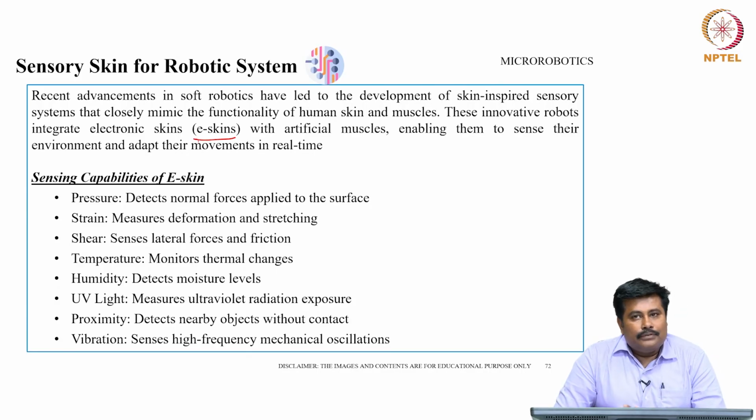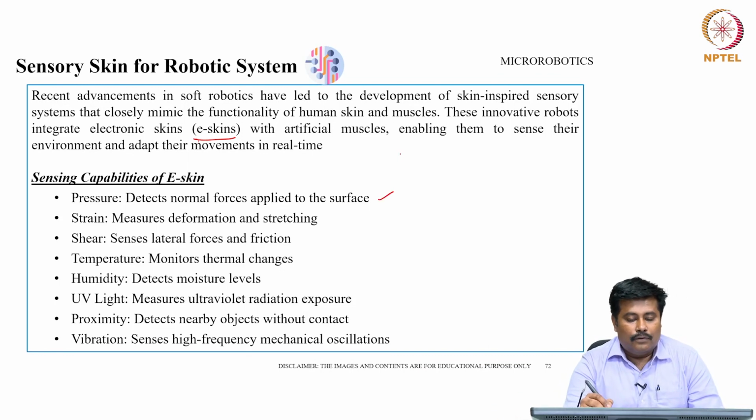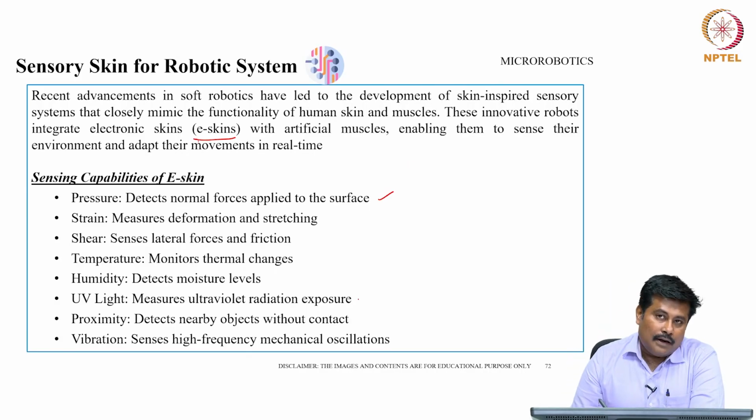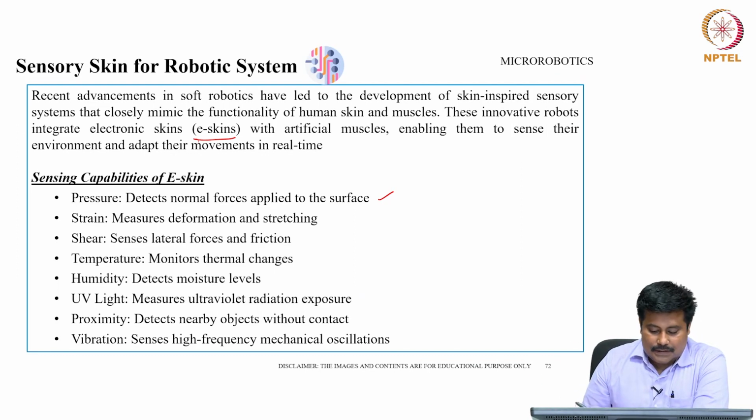When we closely observe the sensing capabilities of e-skin, we have pressure, which detects the normal forces applied to the surface, strain, which measures the deformation and the stretching, shear, which senses the lateral force and the friction, temperature, which monitors the thermal changes, and humidity, which detects the moisture level in the systems. As far as UV is concerned, it measures the ultraviolet radiation exposure. From a proximity point of view, it detects nearby objects without any contact. And from a vibration point of view, it senses high frequency mechanical oscillation in these systems.